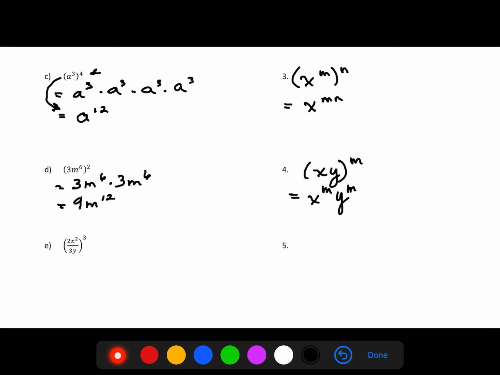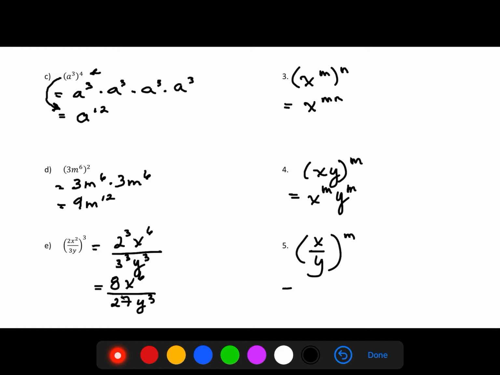So if we look at it this way, even if it's a fraction, so we're going to have 2 to the power of 3, x to the power of 6, over 3 to the power of 3, y to the power of 3. So again, that exponent applies to everything inside. When we simplify that, we get 8x to the 6 over 27y to the 3. So again, even if we have a fraction inside the bracket, that exponent applies to all parts.